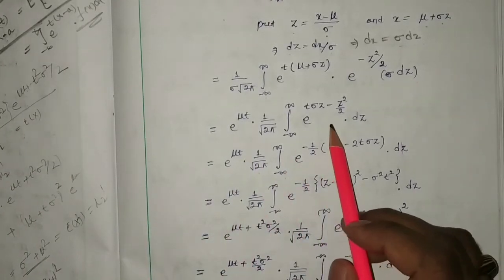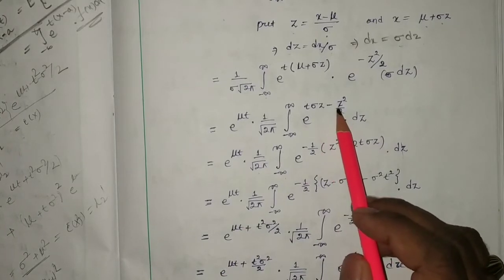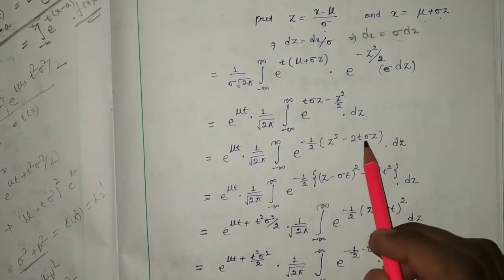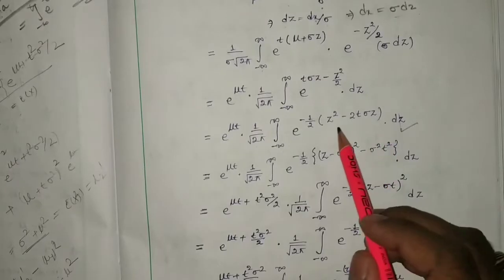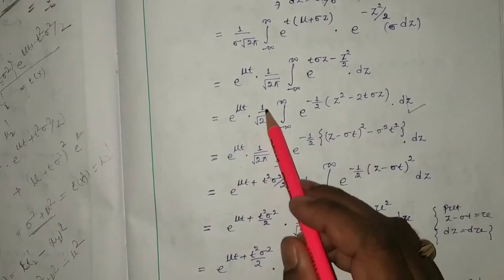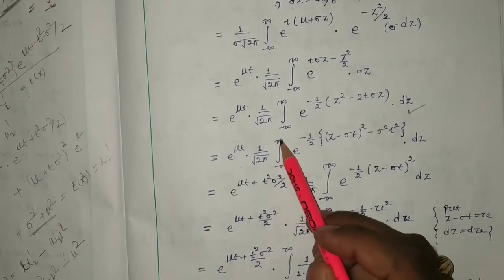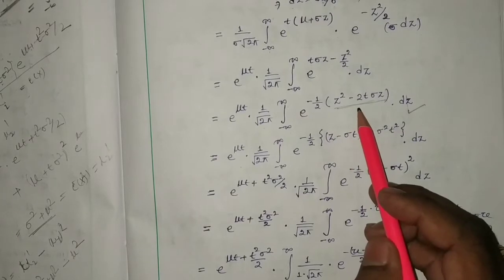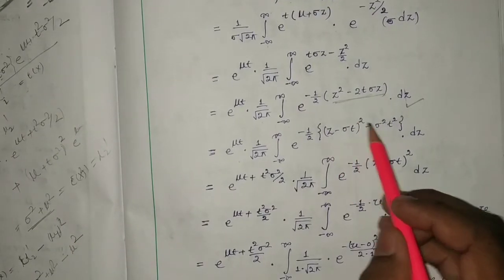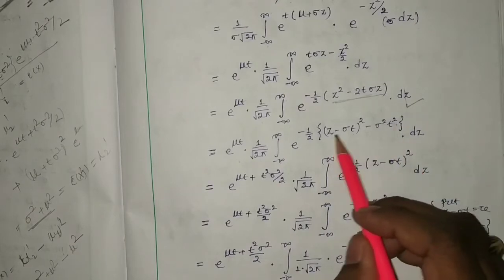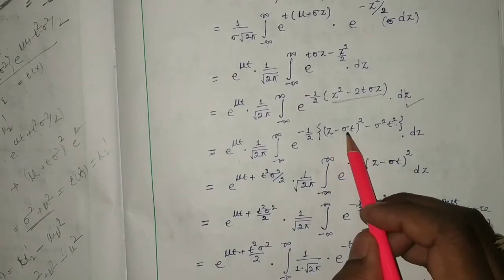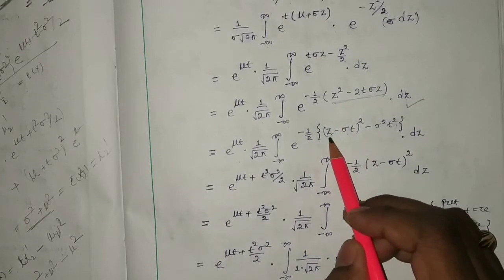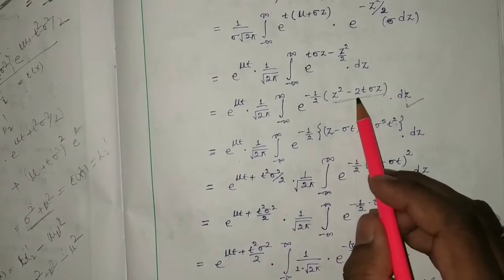Here, if I take minus 1 by 2 common from these two terms, we get z square minus 2 t sigma z, dz. So we have e to the power mu t, 1 by root 2 pi, the integral from minus infinity to plus infinity of e to the power minus 1 by 2, and these two terms can be written as (z minus sigma t) whole square minus sigma square t square. This is in the form of (a minus b) square, so if we consider (a minus b) square, we get z square plus sigma square t square minus this term.